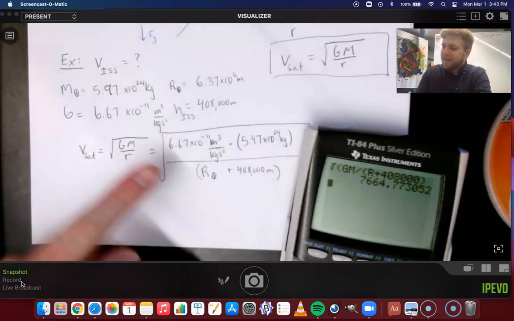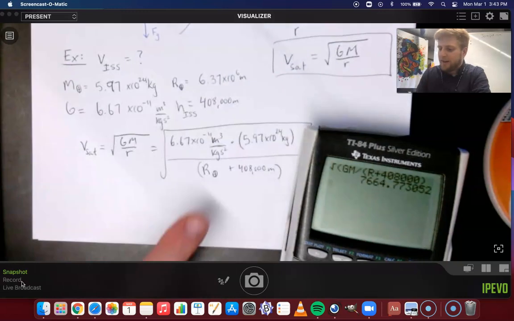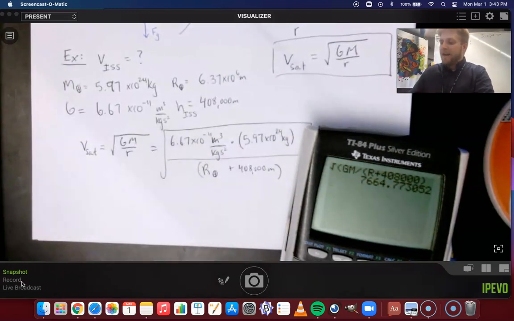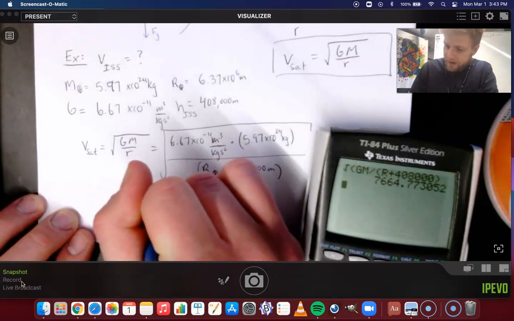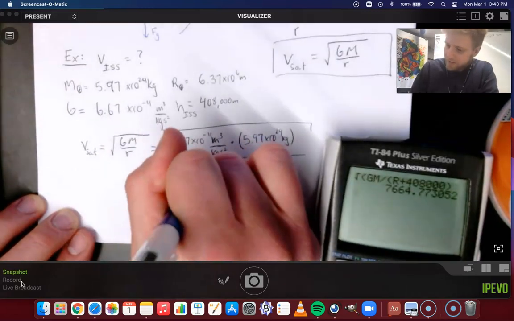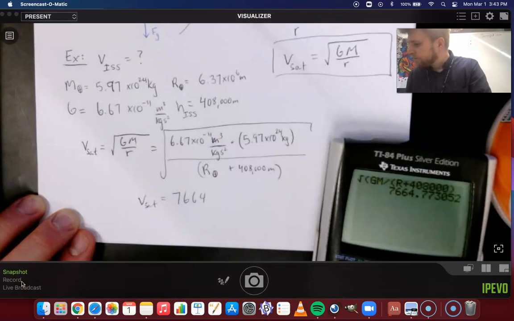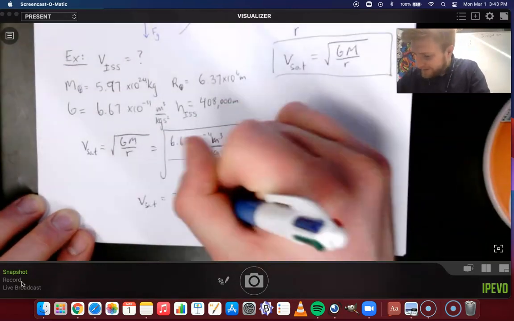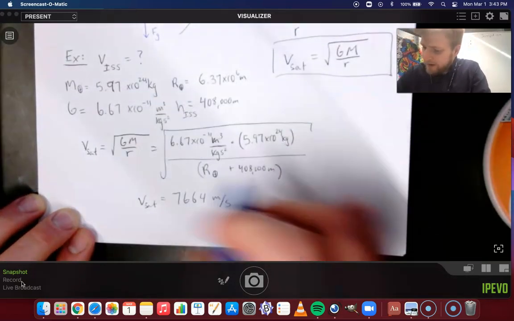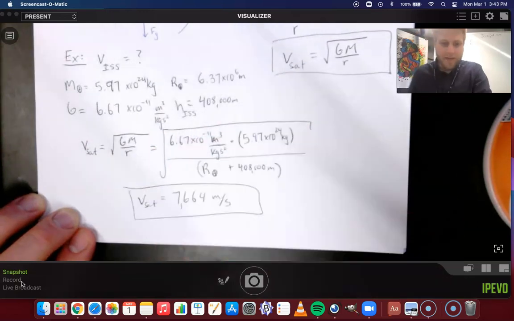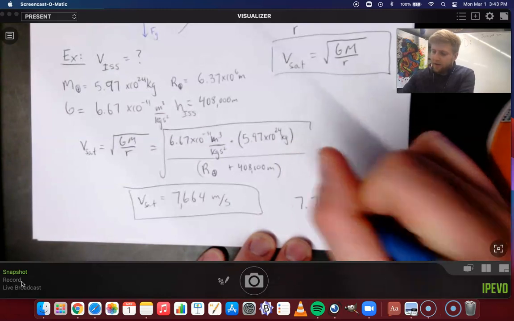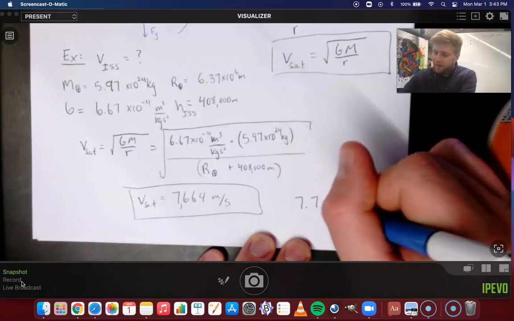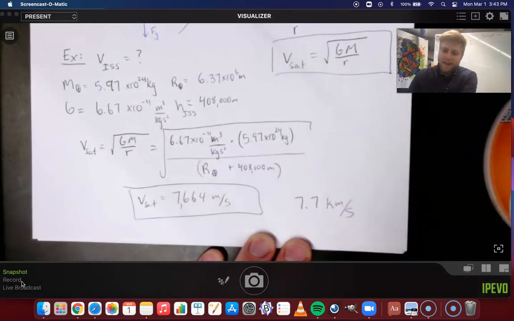I got lazy. This should be that 6.37 times 10 to the 6th. You get an amazing 7664. So v of the satellite is 7664, well, close enough, meters per second. I want to give you some context for that number. That is so fast. Let's call it 7.7 kilometers per second.